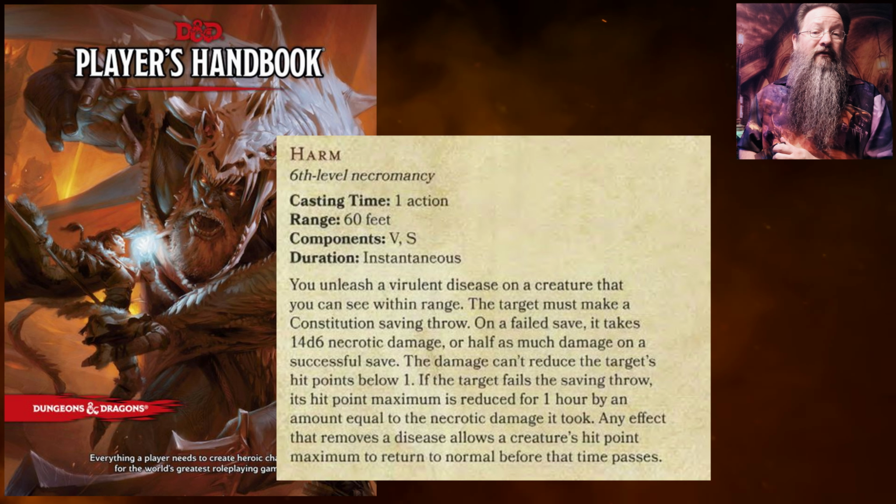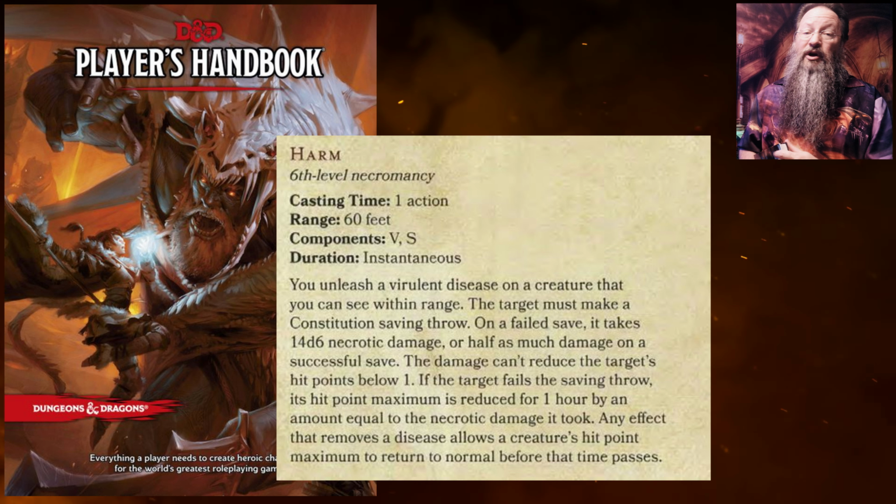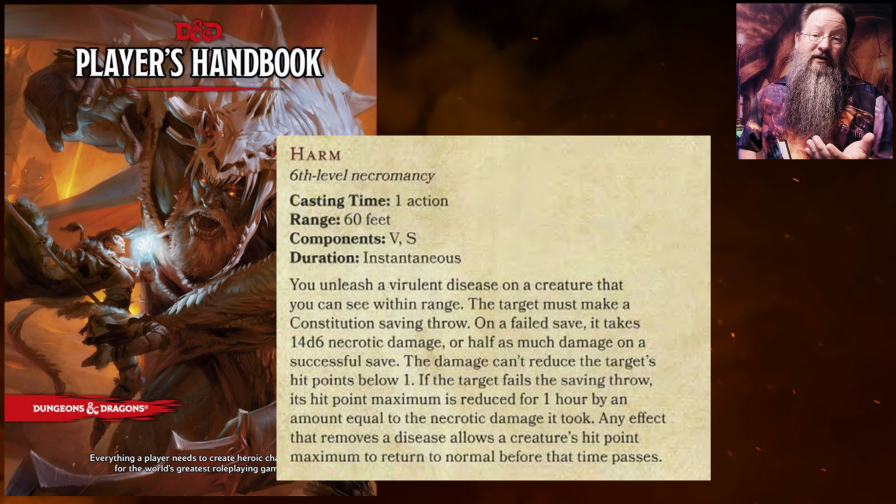Where 3.5 could potentially destroy your target, this 5th edition version would not be able to drop the hit points to below 1. Moreover, if the target failed the save, that hit point maximum was reduced for 1 hour, equal to the amount of necrotic damage it took. For example, if you normally had a hit point maximum of 50 and you took 42 points of damage, your hit point maximum would now be 8. Temporarily, for 1 hour, of course.